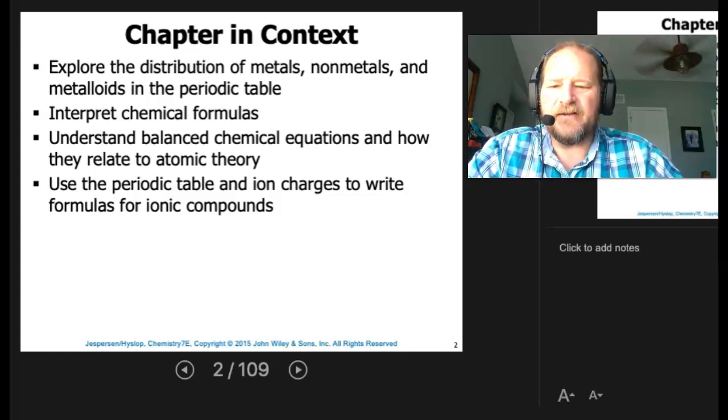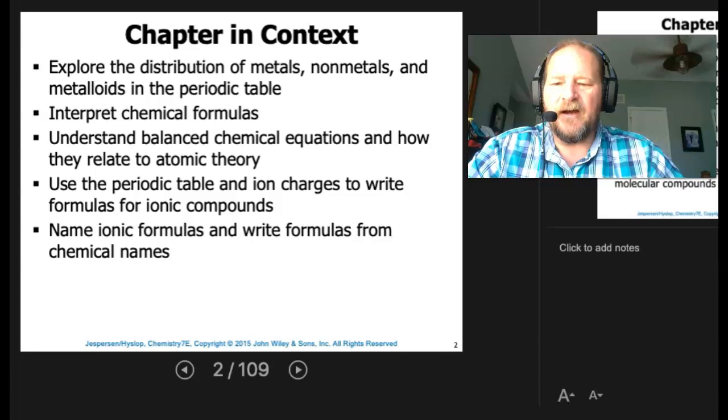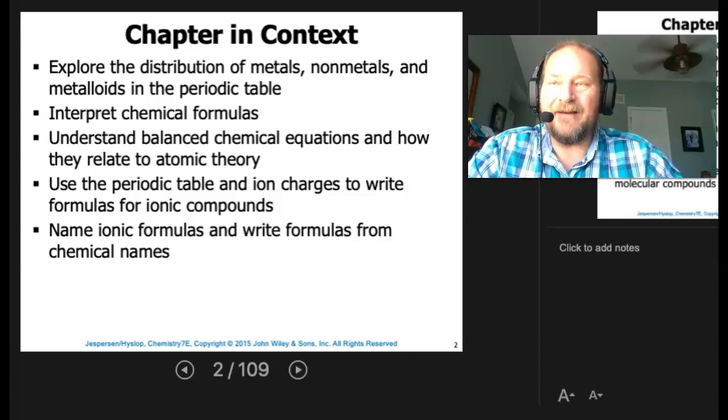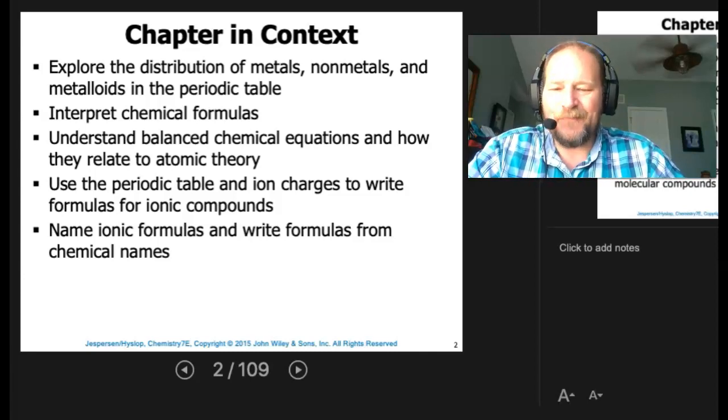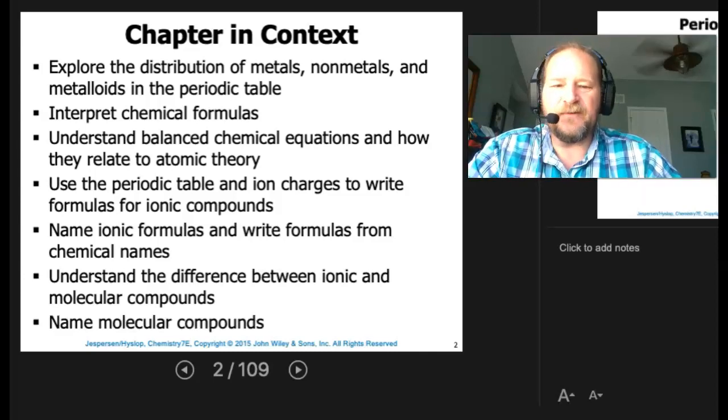We'll look at how to get the ion charges and how to write formulas and names for chemical compounds. We'll name ionic formulas and then write formulas for the chemical names. And then we'll understand the difference between ionic and molecular compounds. This will be the beginning of it because towards the end of the semester, we'll be spending time looking at bonding theories. And last but not least, we'll look at how to name molecular compounds.